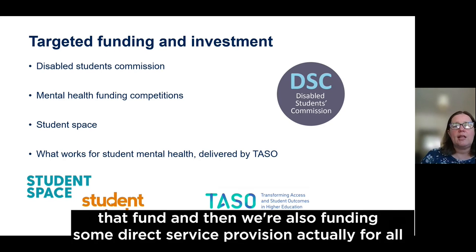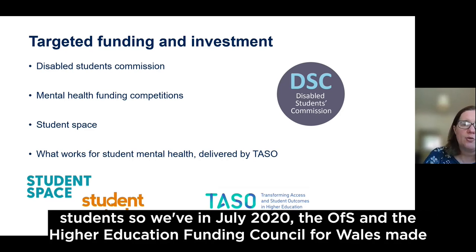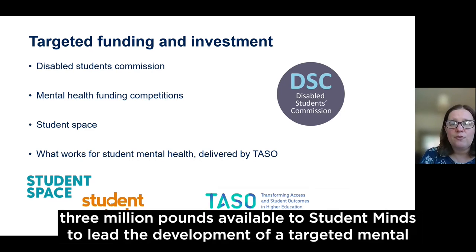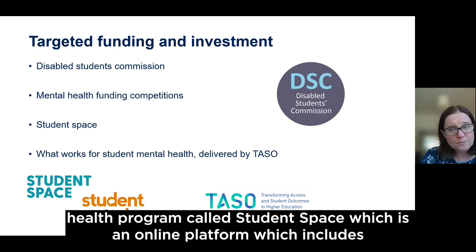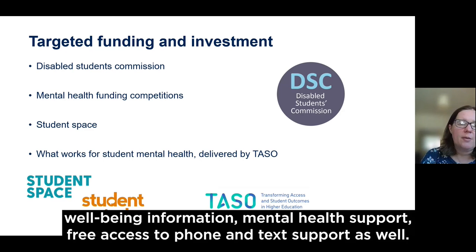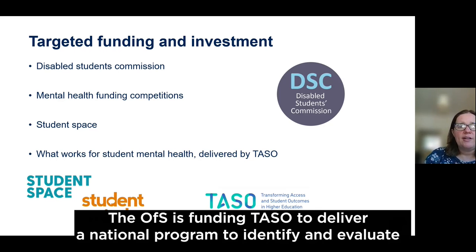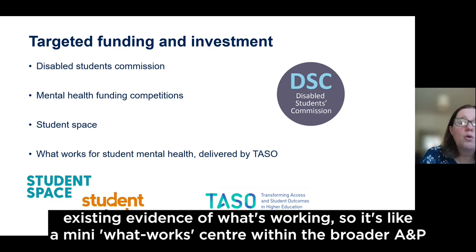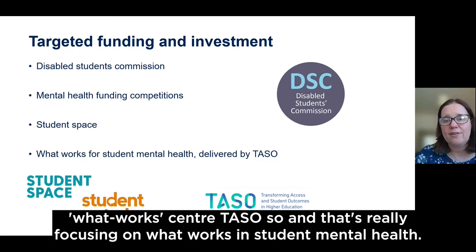And then we're also funding some direct service provision for all students. In July 2020, the OFS and the Higher Education Funding Council for Wales made £3 million available to Student Minds to lead the development of a targeted mental health programme called Student Space, which is an online platform which includes wellbeing information, mental health support, and free access to phone and text support as well. The OFS is funding TASO to deliver a national programme to identify and evaluate existing evidence of what's working. So it's like a mini What Works Centre within the broader TASO What Works Centre, and that's really focusing on what works in student mental health.